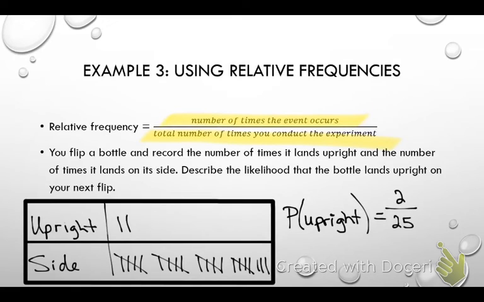Okay, so 2 over 25 is what percentage? 8%. So it is unlikely. Let me ask you this. What about 1%? It's still unlikely, okay? So even though it's really, really close to 0, does 1% mean impossible? No. Okay.